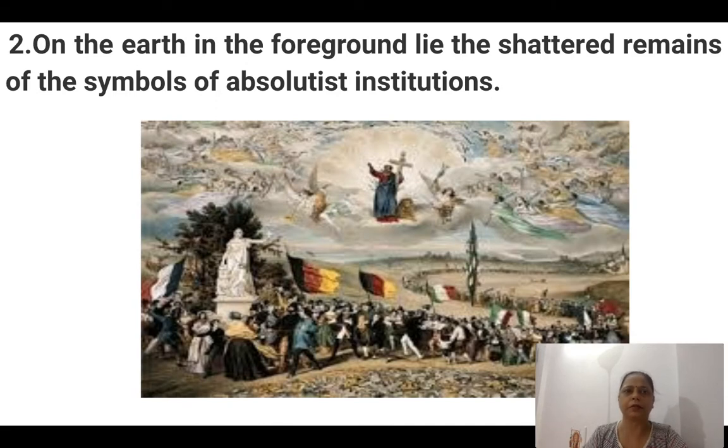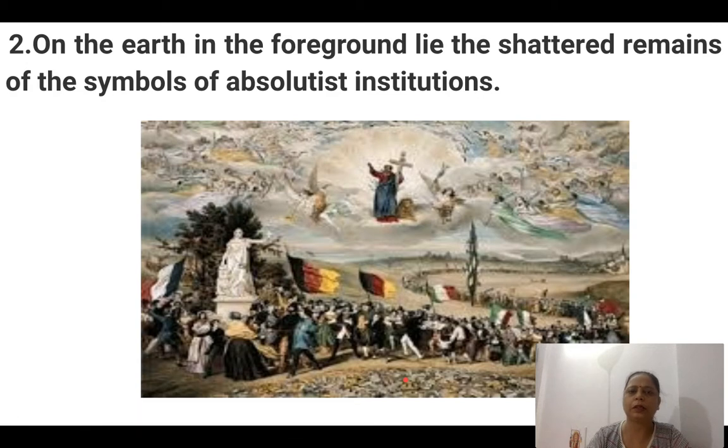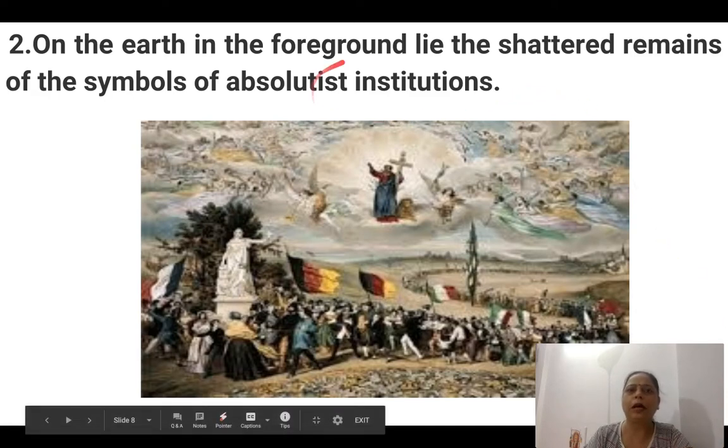into existence. On the earth, in the foreground lie the shattered remains of symbols of absolutist institutions. Absolutist means the monarchical powers were having all the powers in their hands. The monarchies had all the powers in their hands. So he has dreamt of a time, of a land where all absolutist institutions are shattered and their remains are laid down here on the ground.